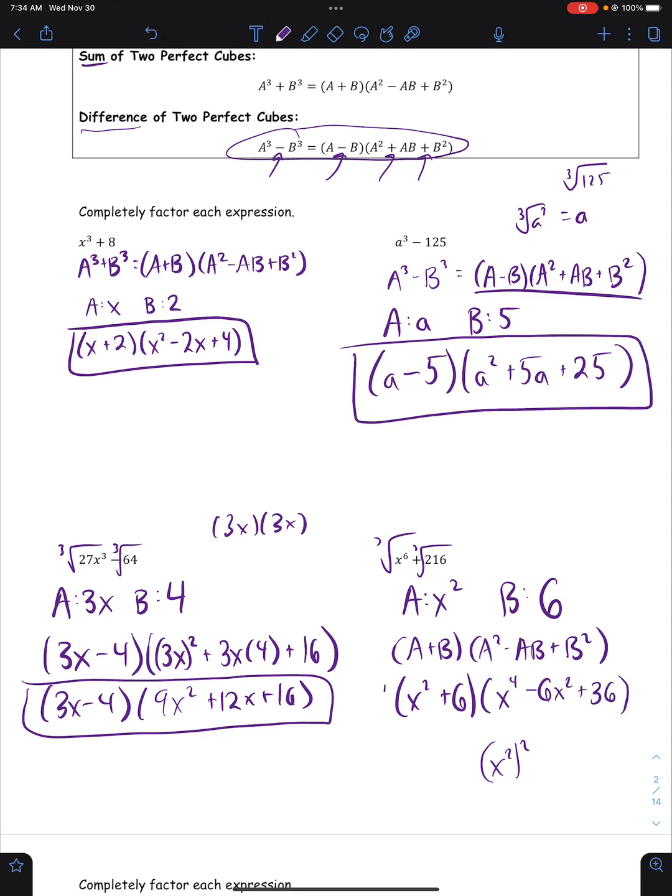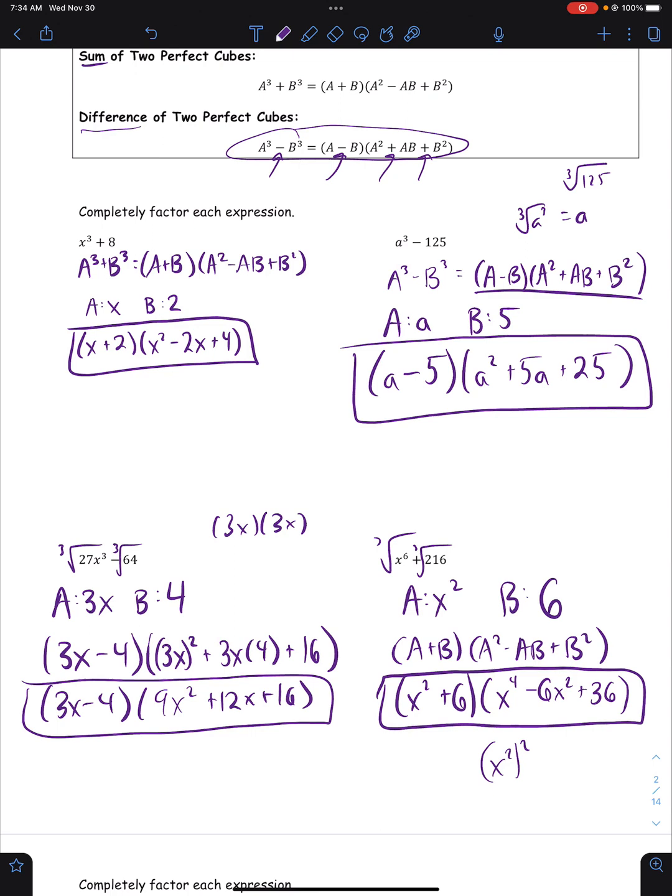Careful with the signs. I still make mistakes sometimes with the signs because I don't check them. So make sure at the end that everything's factored, and make sure that the signs are all correct. Those are the biggest two mistakes I see.